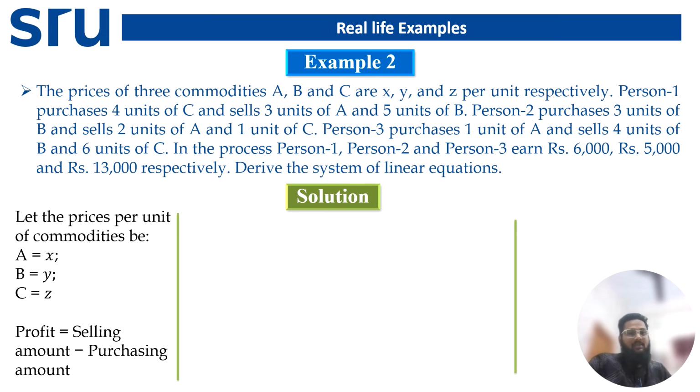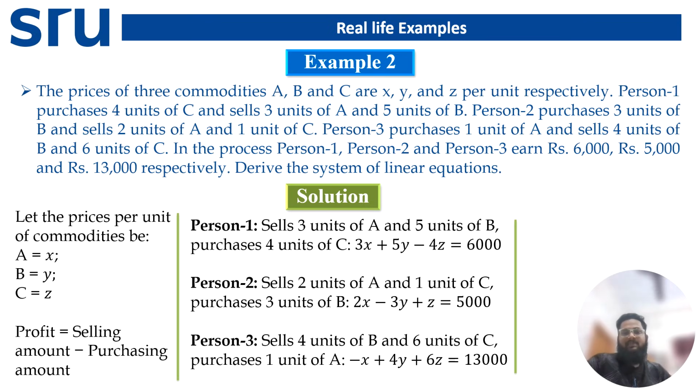You can remember one thing here: profit is the selling amount minus the purchase amount. If you are selling something, you are gaining money, and if you are purchasing, you have to spend money. So in the case of purchasing, you use minus, and in the case of selling, you use plus. So 3 unit sales means 3x plus, 5 unit sales means 5y plus, and purchase 4 unit C means minus 4z. Like that you derive the equations, and together these will be the system of linear equations.